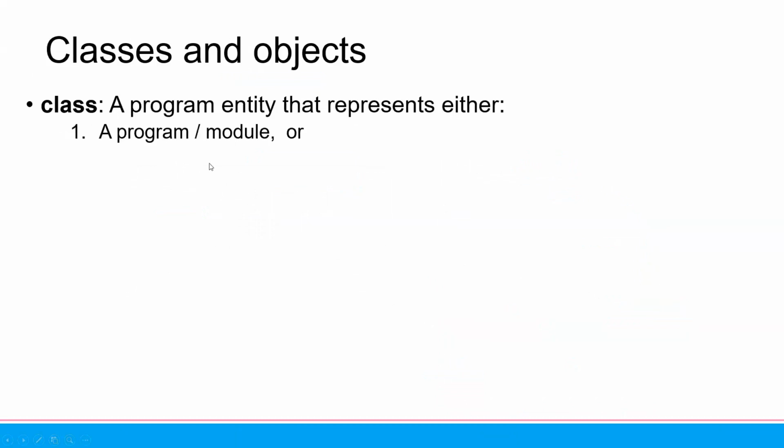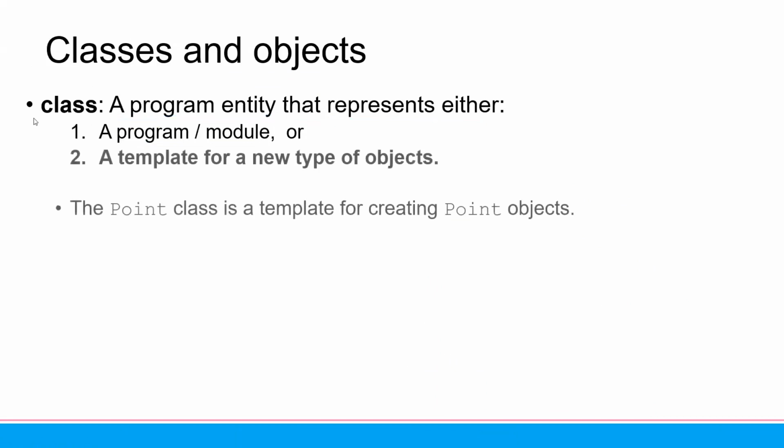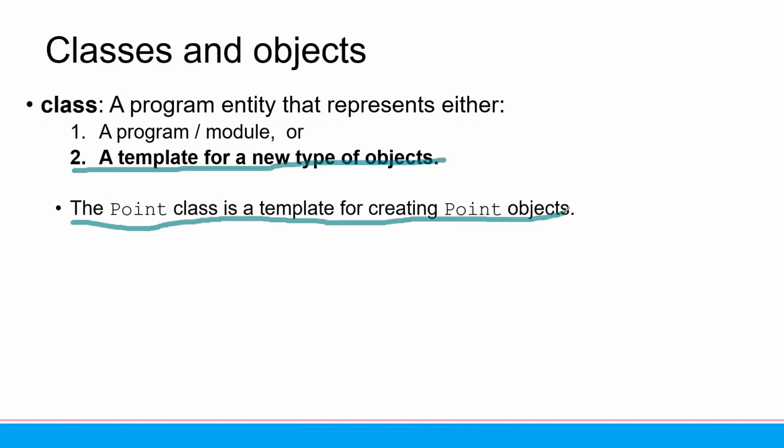A class, you know already about the class. You can make a Java code with one class. It is an entity that represents either a program or module. So until now, you only have one class. One class can be a program or a module, or it can also be a template for a new type of objects. If we create a point class, it is a template for creating point objects.